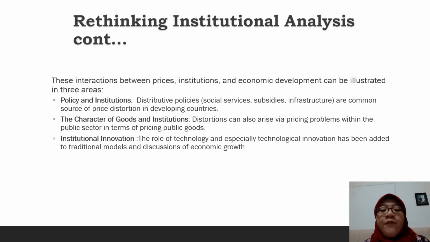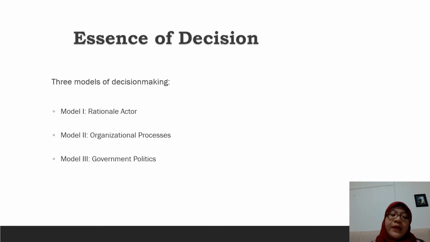Distributive policies can usually distort developing countries, and the distortion will raise pricing problems or inflation. And then usually the role of technology, especially innovation, will be added to the traditional model, and it will change the economic growth traditions. So this is the essence of decisions.